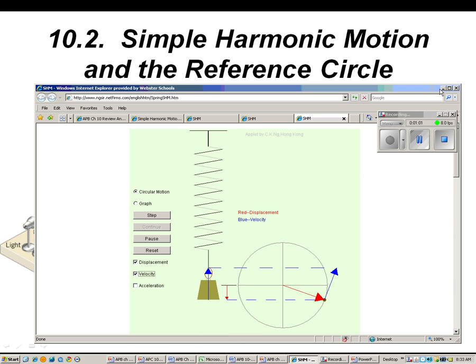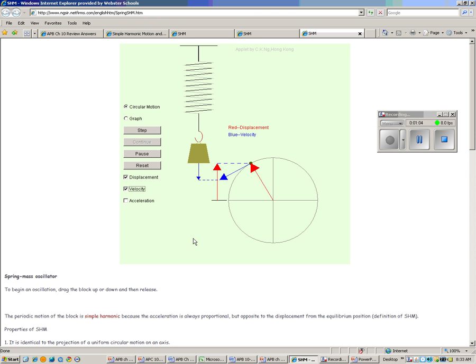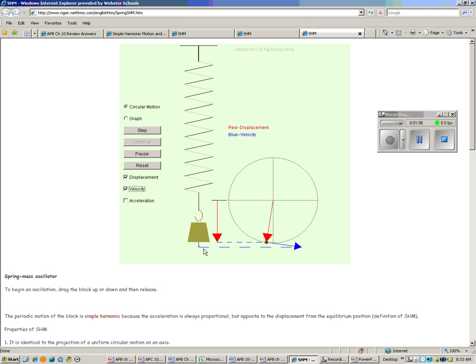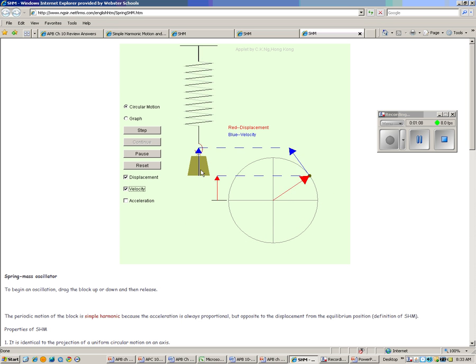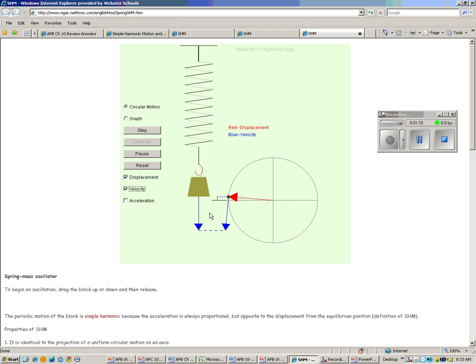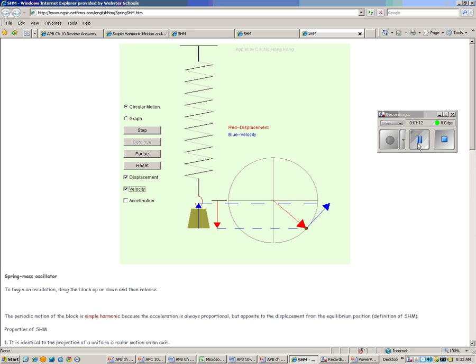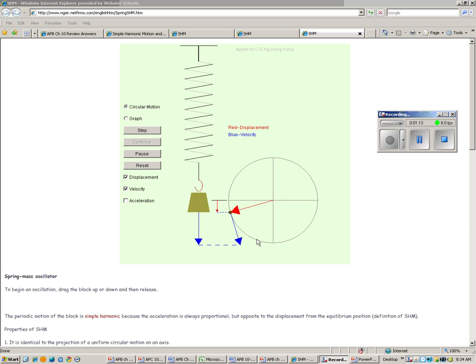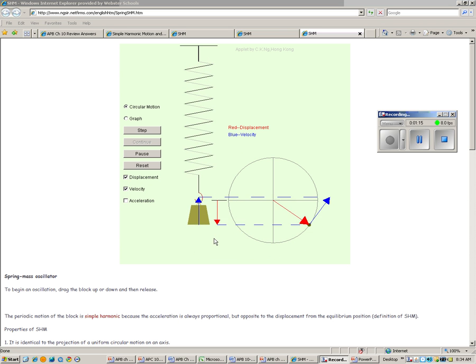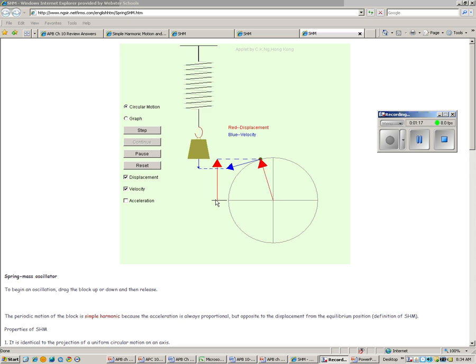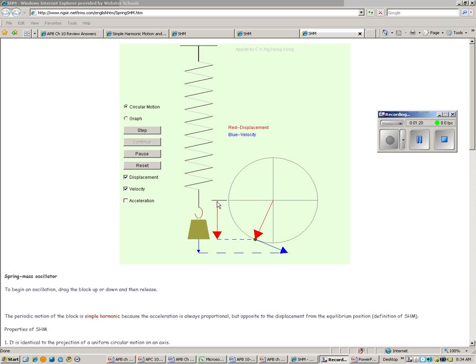And you'll notice that the largest velocity occurs in the middle, and zero velocity occurs at the ends. And the displacement is opposite of that. It has its largest displacement at the ends, and its minimum displacement in the middle, which is zero.